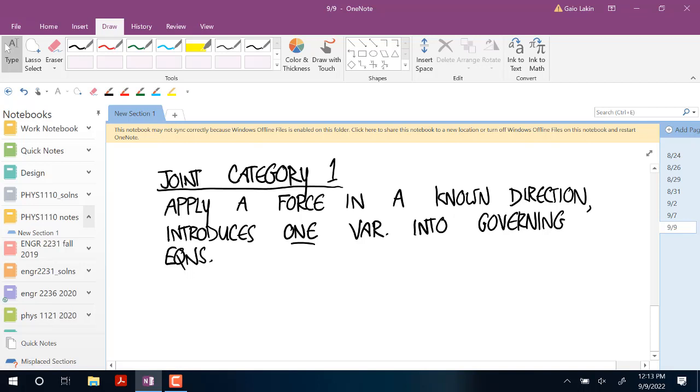So that means it's going to apply an X component and a Y component of force. So we know to start with that there's going to be two variables introduced, the X and Y components of force. And now let's think about the rotation. Is it free to rotate? Yeah, that it can do. So this joint isn't going to apply any couple to it. And that's the way we're going to think about each one of these things.